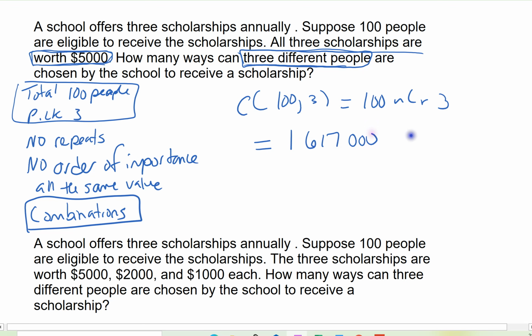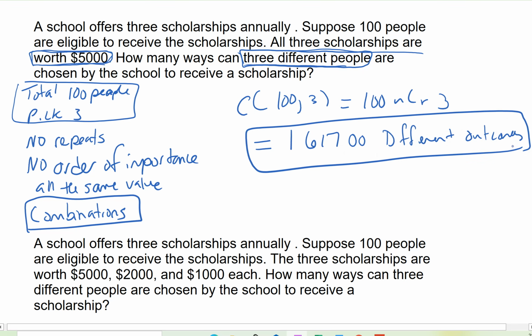All right, it actually comes out to 161,700 different outcomes if they were just randomly selecting, right? Which is a lot. You couldn't list that. It wouldn't be very easy to list. Right? Combination, and the big thing about the combination: 3 different people, that's the important phrase, and they are all worth the same amount. So it doesn't matter what order you're picked in, it just matters that you're part of the group of 3 that were selected.